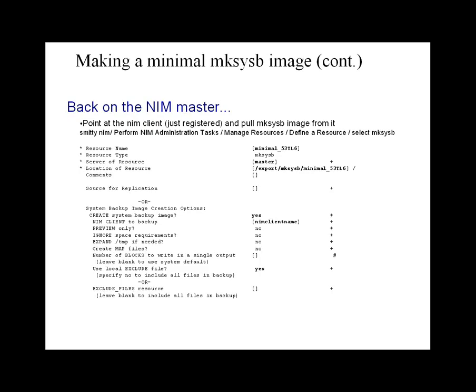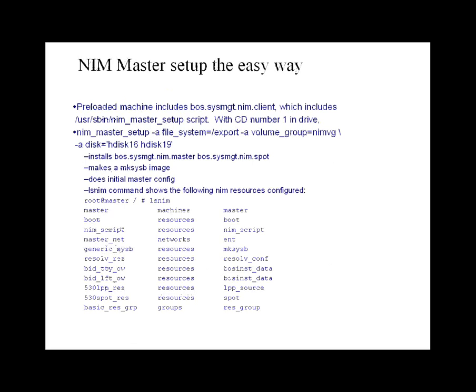There is this sort of quicker way to get here, right? nim_master_setup. You could call it the easy way. The bos.sysmgt.nim.client fileset includes a script called nim_master_setup, and it is the basis for smitty eznim if you do smitty eznim. And at the time I looked at it, I was using CDs. And with CD number 1 in the drive, I ran the command nim_master_setup, create a file system.